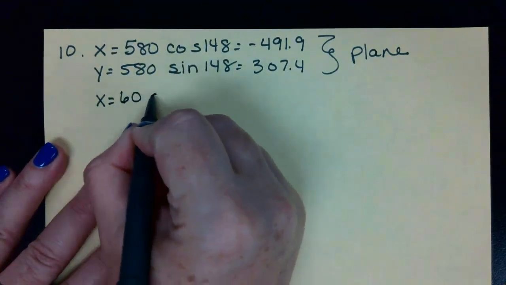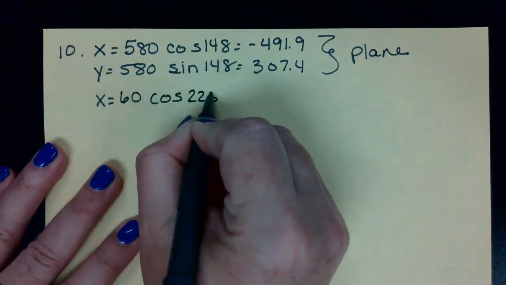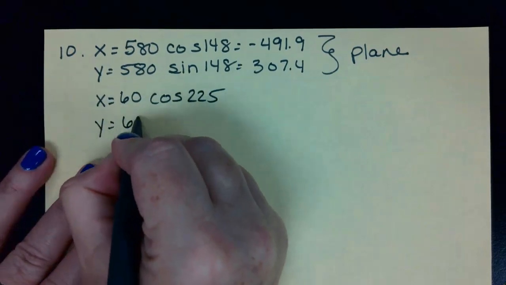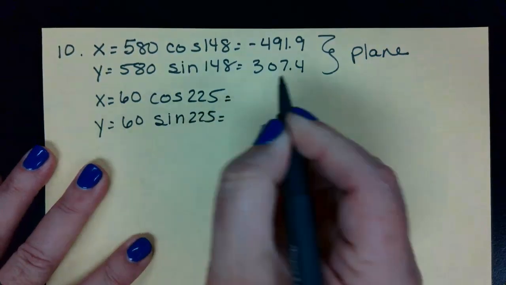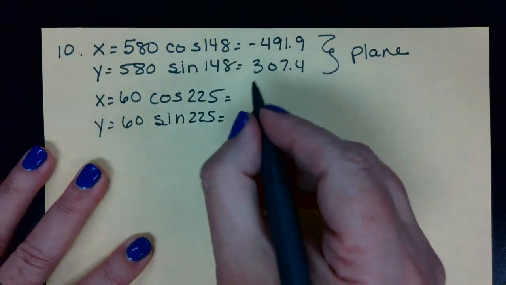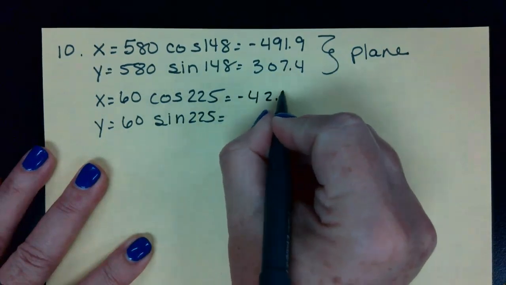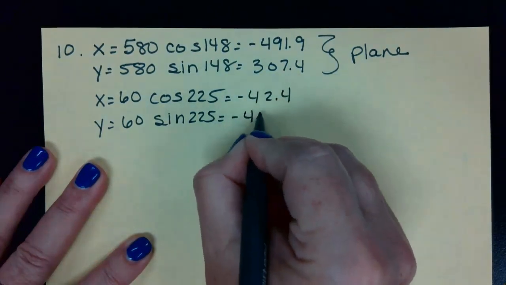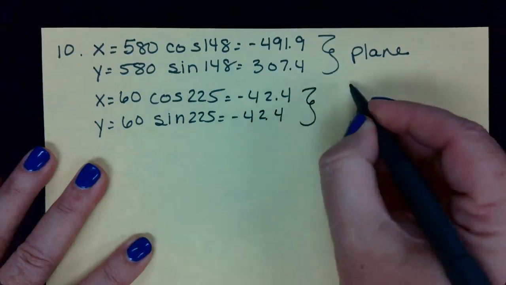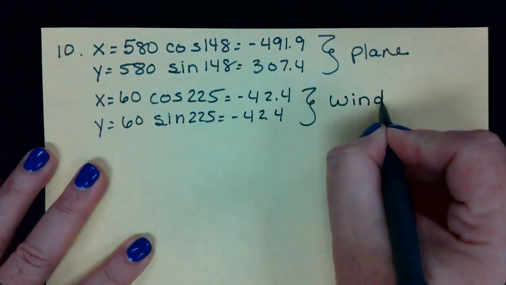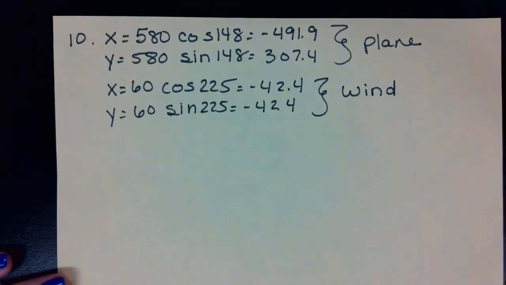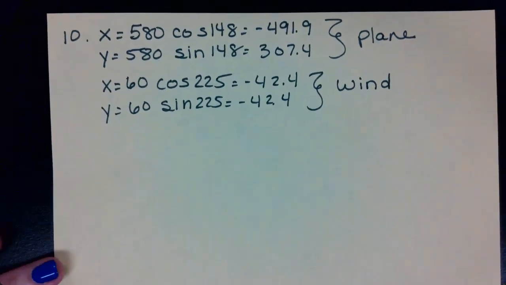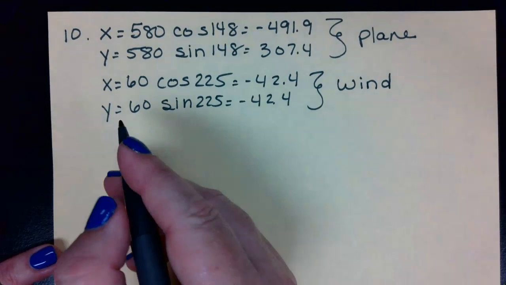Please make sure that angle goes in the back. Okay, we're going to repeat here. Okay, we're going to type this in, and we get negative 42.4 for both. Is it weird that we get the same answer for both x and y? And the answer is not really, if it's a multiple of 45 degrees. Okay, if we go back to the unit circle, you would see.